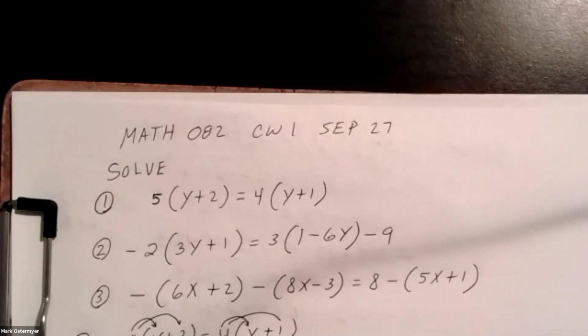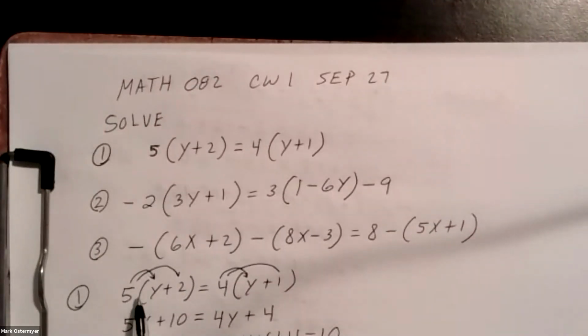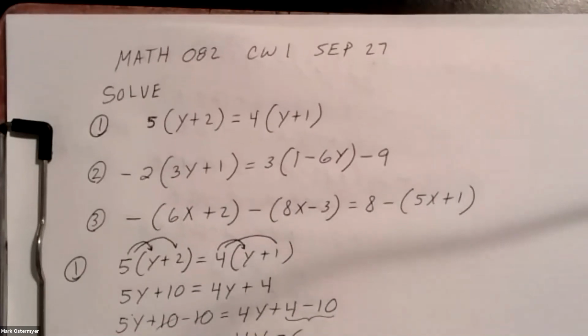All right, well, let's take a look at number one, ladies and gentlemen. First, we're going to have to distribute the 5 on the left side, right? So 5 times y is 5y plus 5 times 2 is 10. And then we have to distribute the 4 inside the parentheses. 4 times y is 4y plus 4 times 1 is 4. Did we at least get this distribution correct? Yes.